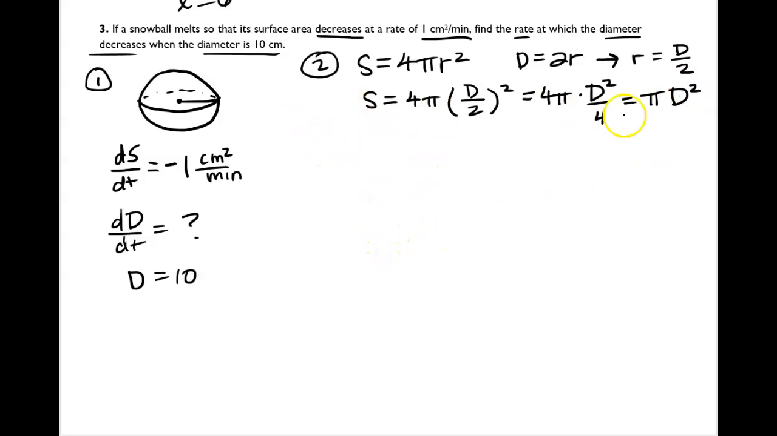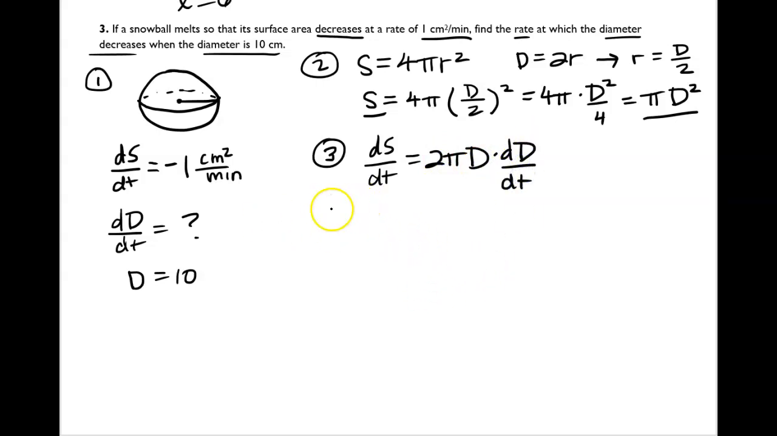I have to do that before I take the derivative because the rate of change of the diameter is not exactly proportional to the rate of change of the radius. So I do need to do that before I take the derivative. So now I'm taking the derivative of this equation, S equals pi d squared. So dS/dt is equal to 2 pi d times dd/dt. Then I can plug in. So dS/dt is -1. My diameter was 10. And then the rate of change of diameter is what I'm trying to find.